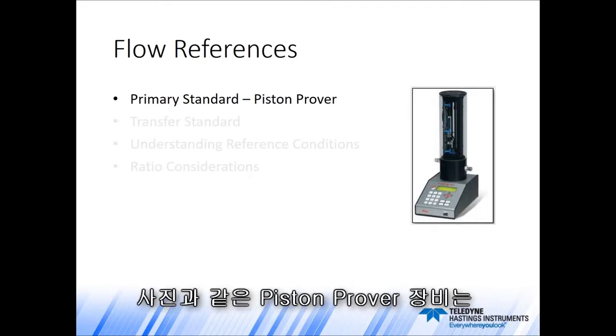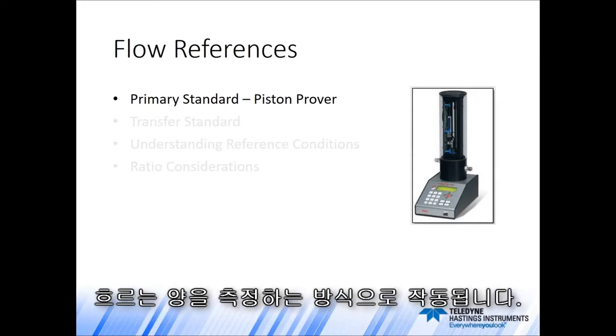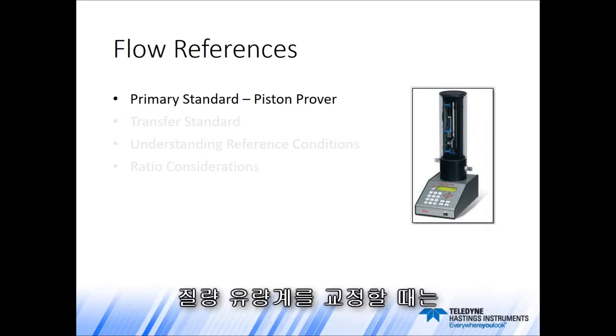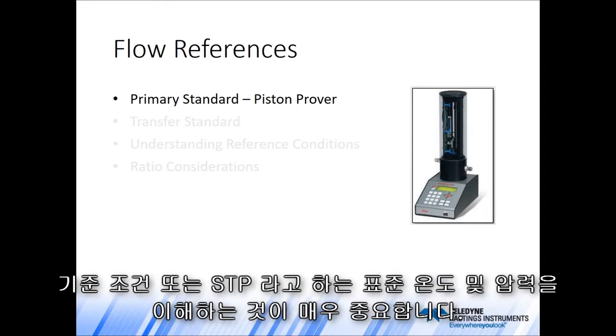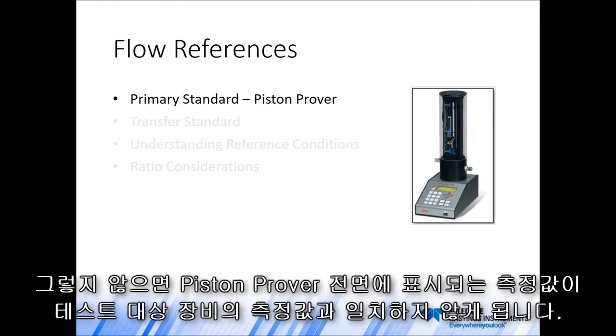The piston prover, like the one shown here, works with a column of gas from the flow path that sweeps a measured volume over a measured time. Now, these can be supplied with different size cylinders to use for different flow rates. When calibrating mass flow instruments, it's very important that you understand the reference conditions, or STP, standard temperature and pressure. We'll get into that in a second. Otherwise, the reading you get on the front of your piston prover will not agree with the reading from your unit under test.